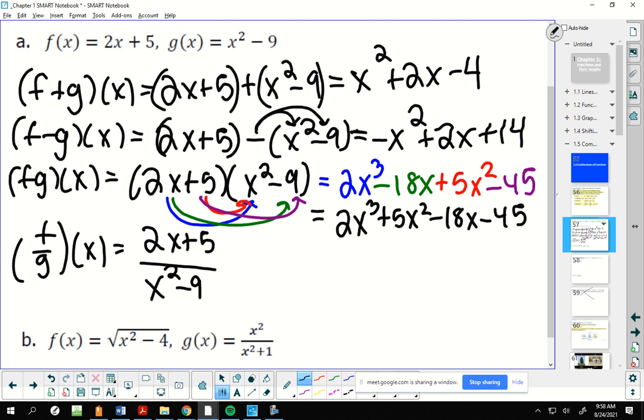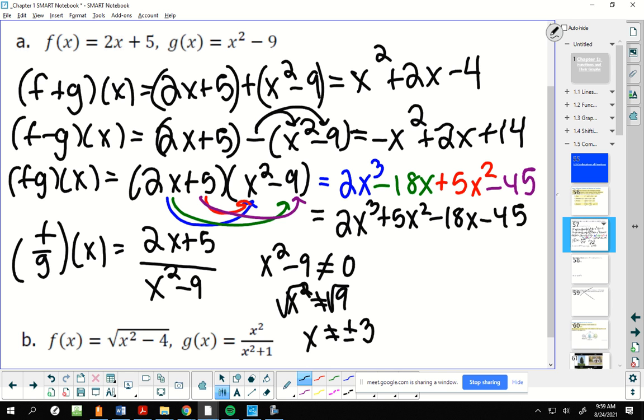But we have to restrict the domain here because our denominator can't be 0. So x squared minus 9 can't be 0, so what numbers could we plug in for x that would make this denominator 0? 3 and negative 3. Now there are actually two different ways you can think of this. You can say x squared minus 9 cannot equal 0. Add the 9 to both sides, and then square root both sides. And that means x cannot be plus or minus 3.